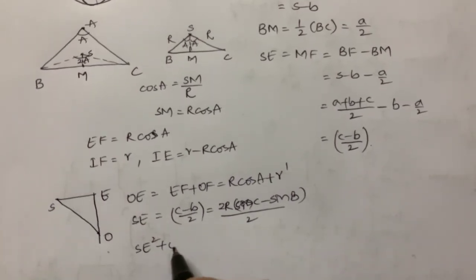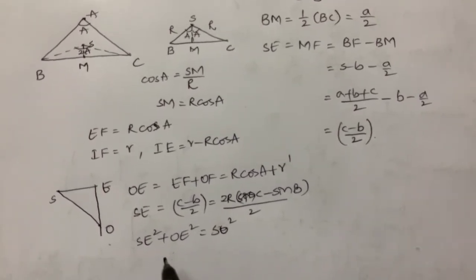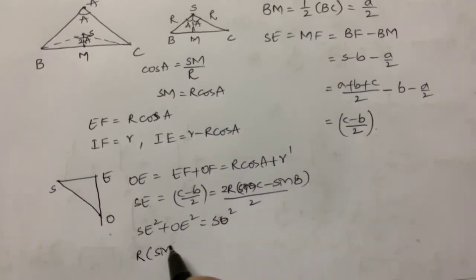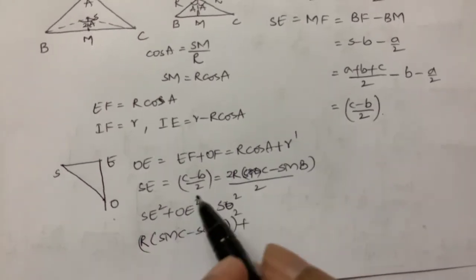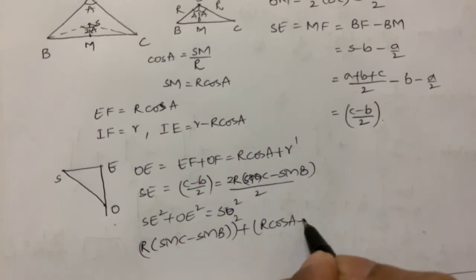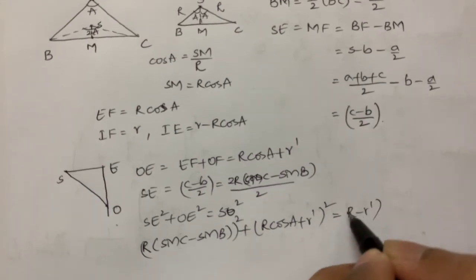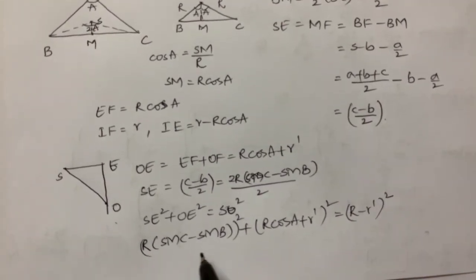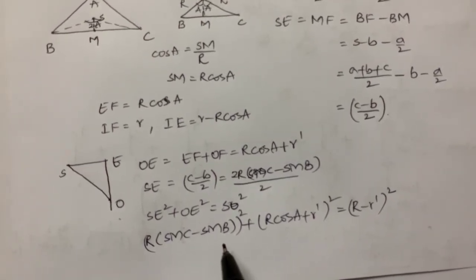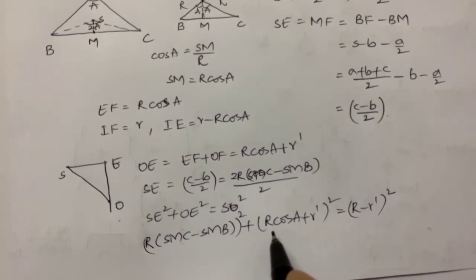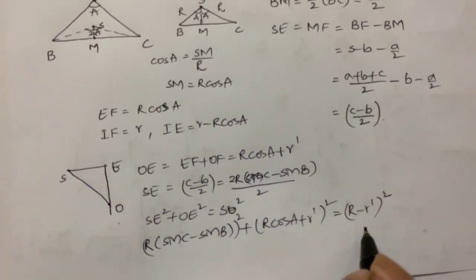So SE square plus OE square is equal to SO square, because from the right angle triangle we can write like that. So this is R into (sin C minus sin B) whole square, plus OE, which is R cos A plus R dash, whole square, equals SO, which is (R minus R dash) whole square. So this is a relation between small r, capital R and small r dash. From this we can determine R dash in terms of this.